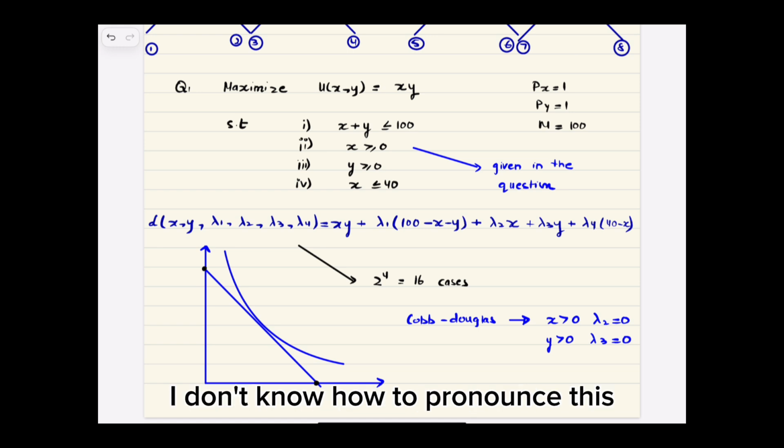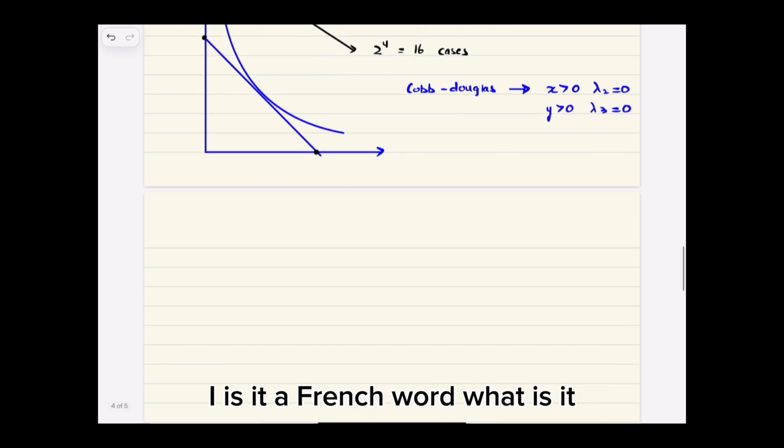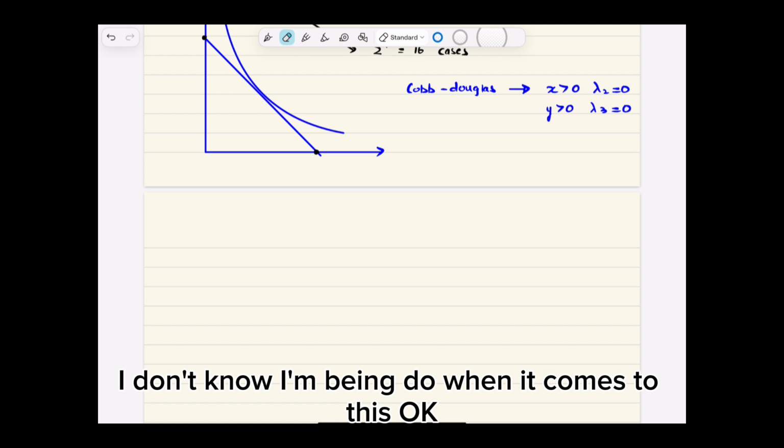Oh, I don't know how to pronounce this. Is it a French word? What is it? I don't know. I'm a Pindu when it comes to this.